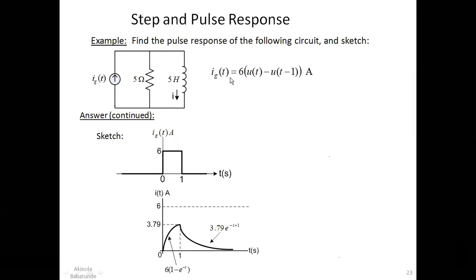If it were to be i_g of t equal to just u of t minus u of t minus 1 without the 6 here, then this is going to be 1. But since we have 6 here, 6 multiplied by 1, we have 6 here. So this becomes your first function for this particular circuit. And then from the equation that we obtained, if you flip back a little bit, you got 6 into 1 minus exponential minus t. So this is for t greater than 0, less than 1.